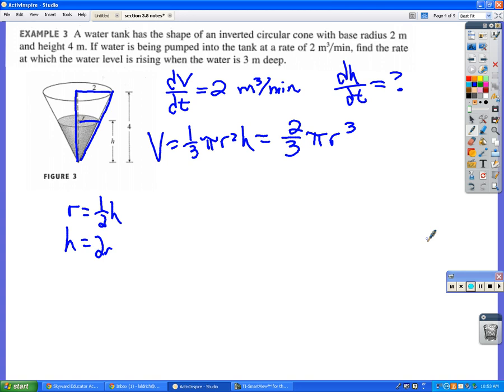Why don't we want to use R? Oh, yeah, you're right, because we're trying to find dH/dt. Good call. I screwed up. So she's right. We want an H in our problem because that's what we're trying to find. So we need to use this substitution, not the other one. Nicely done. So 1/3 pi times the radius squared, which we now know is 1/2 the height, is H.